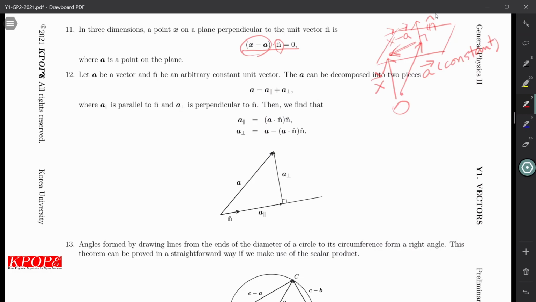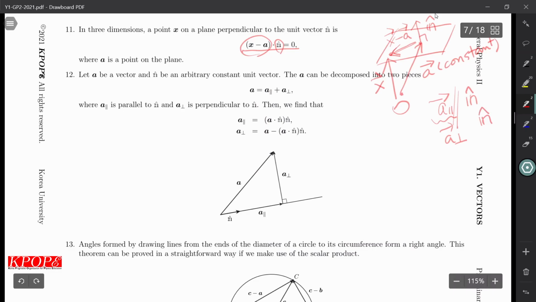Let's say number 12. Let a be a vector and n hat be an arbitrary constant unit vector. Then a can be decomposed into two pieces. Here we represent a parallel. A parallel is a vector component parallel to n hat. And we use a perp, that is perpendicular to n hat.